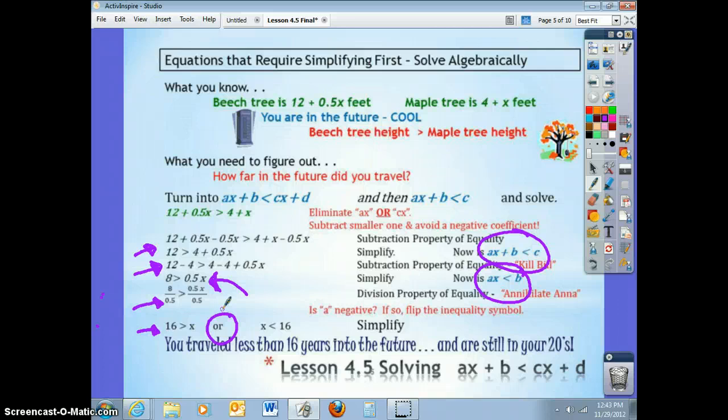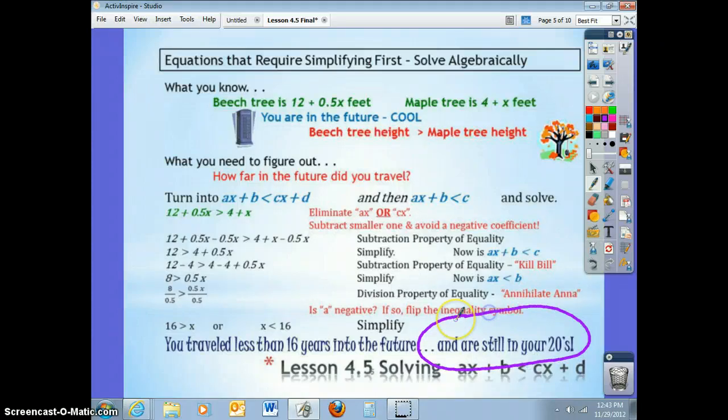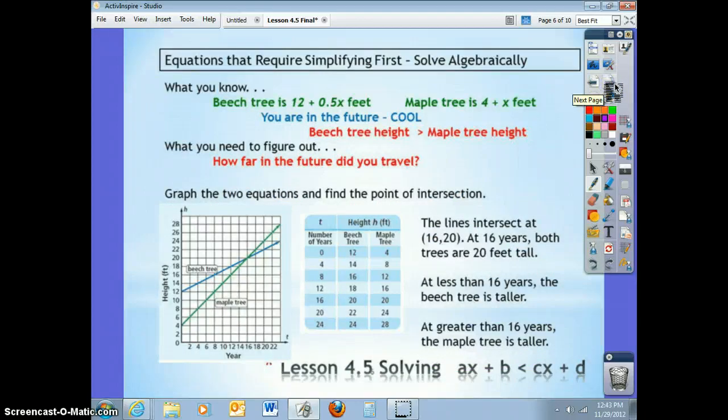So we have traveled something less than 16 years. 15 years, 14 years, we're not really sure exactly, but definitely less than 16 years. And therefore, if you were 13 years old, and you traveled less than 16 years, you'd be still in your 20s. Cool. You could do that same thing graphically, just like we did in 4.4. We showed stuff graphically.